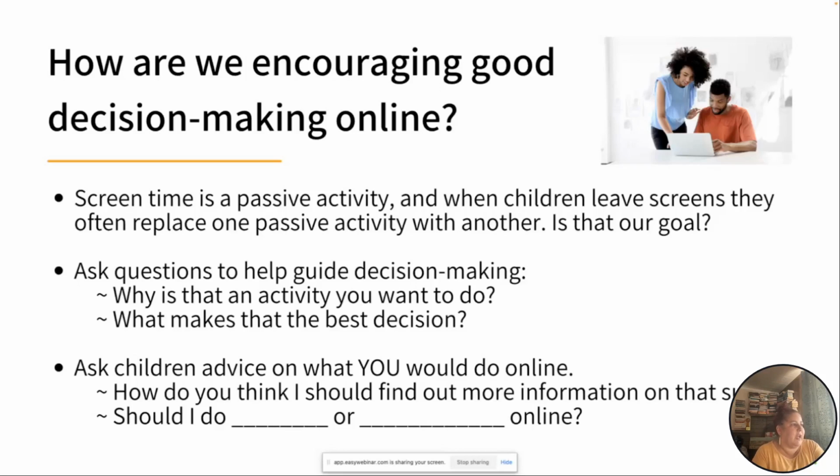So screen time can be passive, and it can be proactive as well, right? But the thing that you want to think about is to ask questions like, what is the activity you're doing? Is it going to be something that you can interact with?